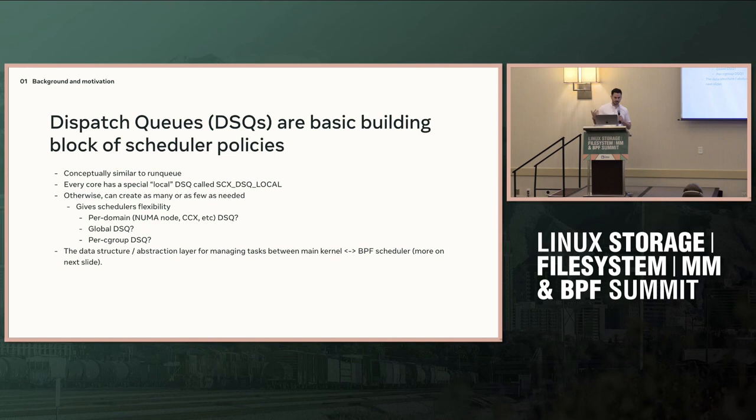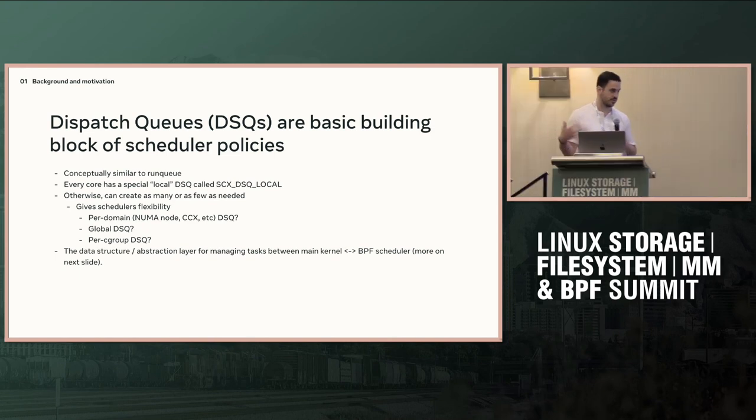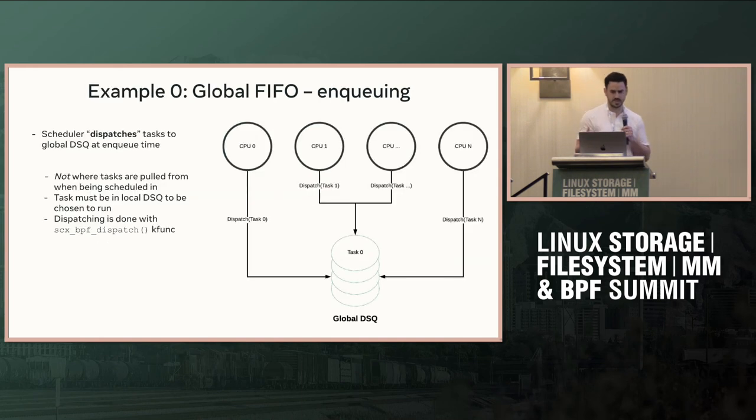Conceptually speaking, they're essentially the same as a run queue. They're similar to a run queue. They're the basic building blocks of scheduler policies. There's a local dispatch queue per CPU. That really is kind of the same thing as a run queue. That's what the main kernel pulls from when it's deciding which tasks to run next. But you can create a dispatch queue per LLC, per NUMA node. You could have a global one where you do global FIFO. You could have it per C group. The idea is really that it's the abstraction layer for the BPF program to be able to say, hey, I have a task, here's a dispatch queue, main kernel, please put this task on this dispatch queue.